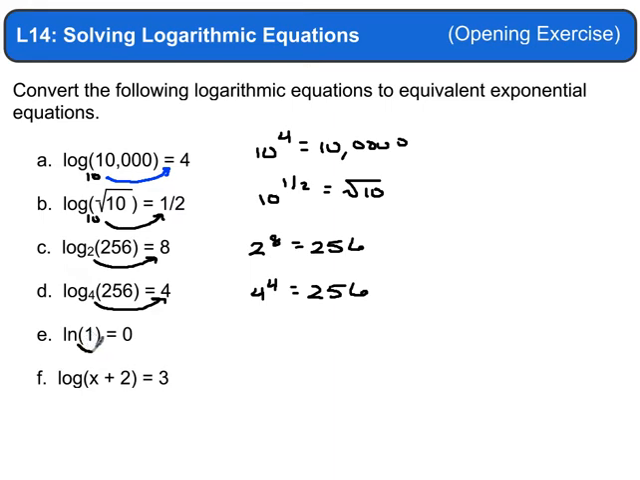Here, this is an e because we're a natural log. So e to the 0 power is equal to 1. And then this here again is a 10. So 10 to the 3rd power is equal to x plus 2.